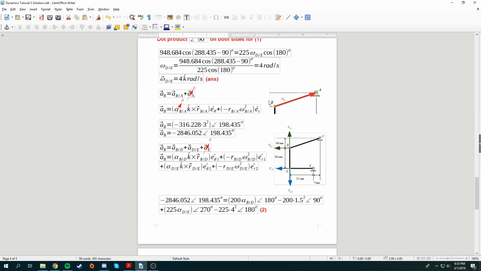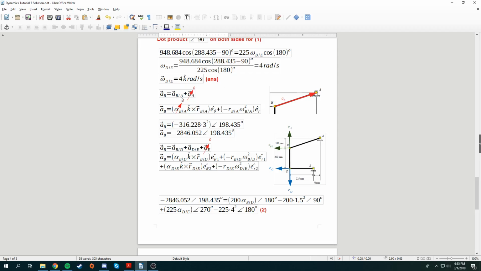Similarly to how we find velocity, acceleration works the same way. So acceleration of b from a, which is a fixed point, is the same as acceleration of b from e, which is also a fixed point. So acceleration of b is equal to acceleration of b from a plus acceleration of a. We know that a is a fixed point, hence acceleration of a is 0.